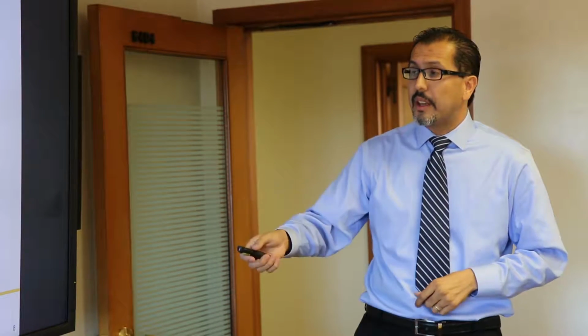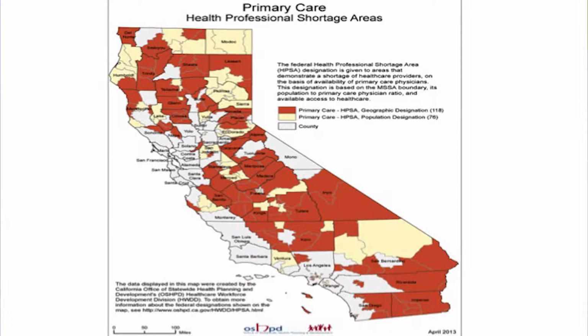And so this is just a map of the health professional shortage areas. It's just a visual of the prior slide, but there are a lot of counties in the Central Valley and the Inland Empire. So a lot of opportunity to do primary care research as it relates to family medicine.